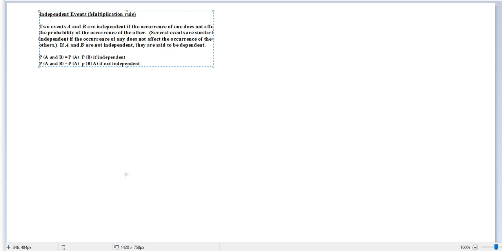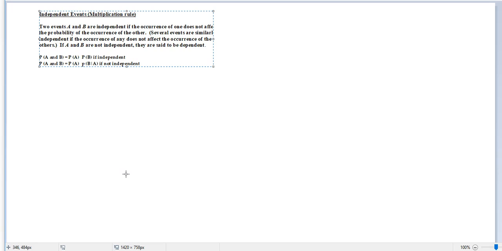We call two events independent if the outcome of one event does not have any influence on the outcome of the second event. A good example would be flipping a coin and then throwing a die, because the outcome of flipping a coin does not influence the throwing of a die. So those are what we call independent events.